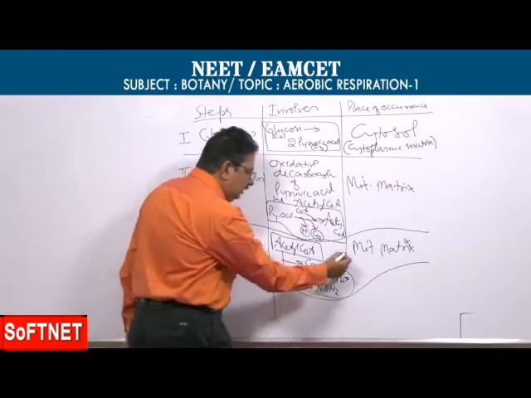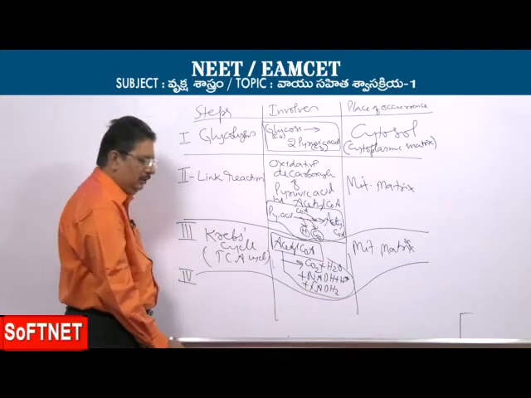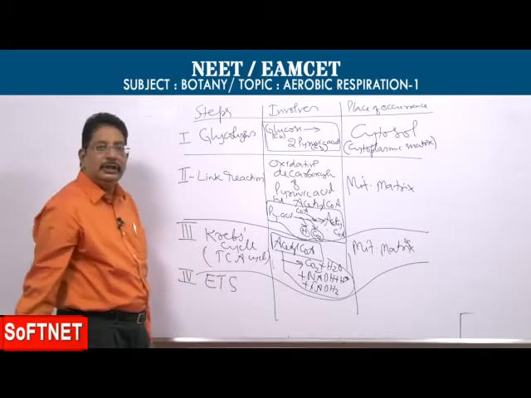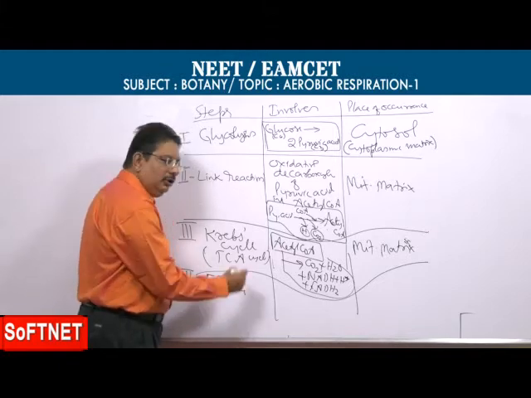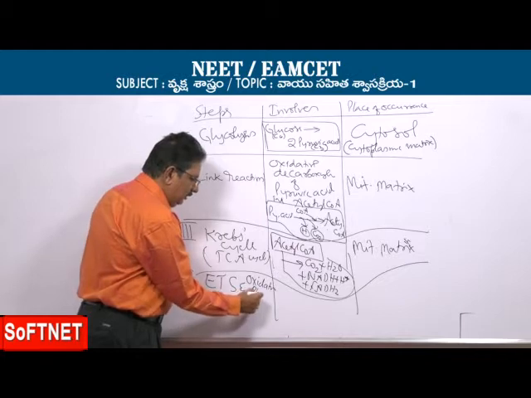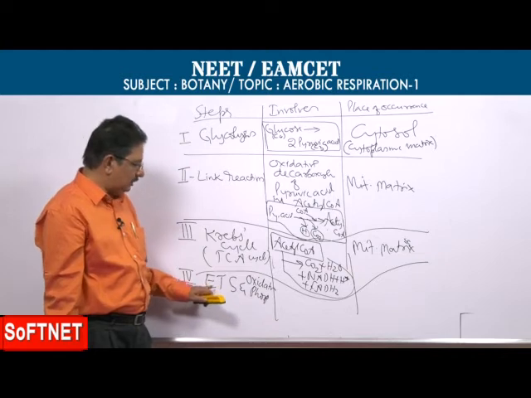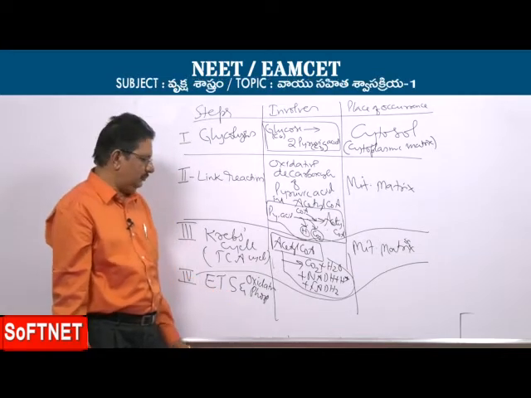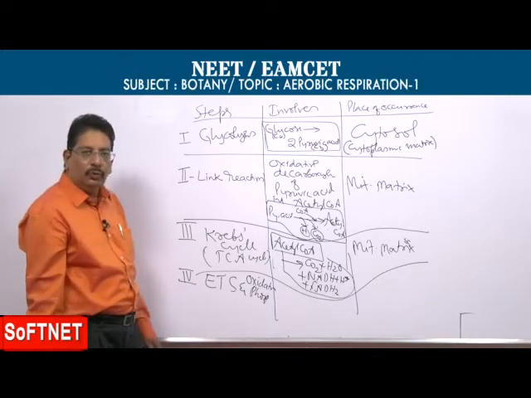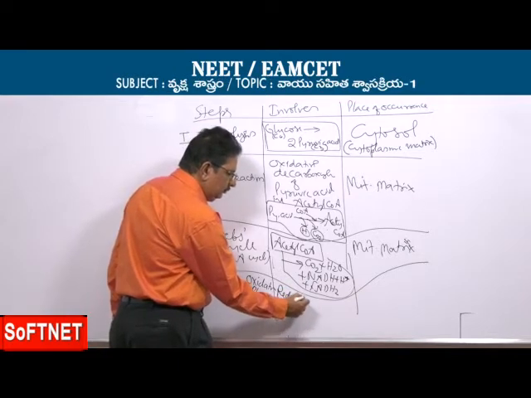And the last step in aerobic respiration, the fourth and final, is very important, and it is called ETS, coupled with oxidative phosphorylation. So, what is the fourth step? ETS, that is the electron transport system, along with oxidative phosphorylation. This is the step where the reduced coenzymes, what are they?